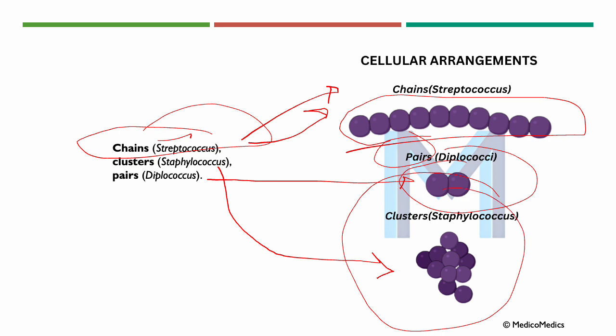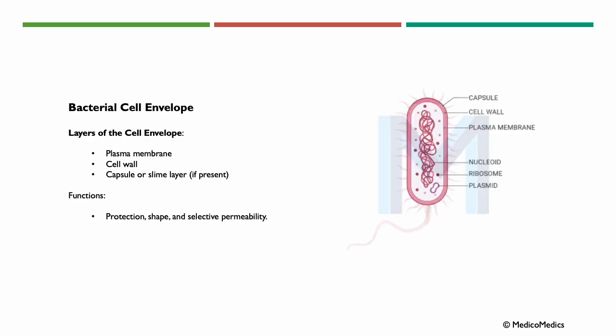Now let's continue on to bacterial cell envelopes. Now let's talk about the bacterial cell envelope. So what are the layers of this cell envelope? We have the plasma membrane, seen here. We have the actual cell wall, seen here. And then a capsule or a slime layer, if present.